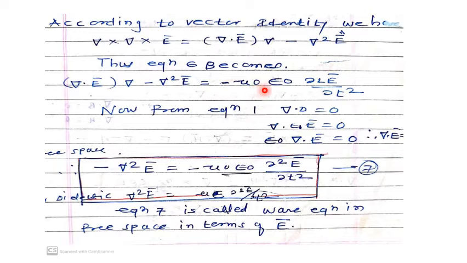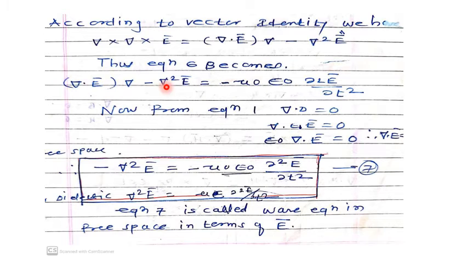Equation 6. So del dot (del cross E bar) is equal to del (del dot E bar) minus del square E bar, and this is equal to minus mu 0 epsilon 0 del 2 E bar by del t square. Now from equation 1 we have del dot D is equal to 0. But D is equal to epsilon 0 E. Therefore epsilon 0 del dot E bar is equal to 0. Therefore del dot E bar is equal to 0, which means this term is 0.